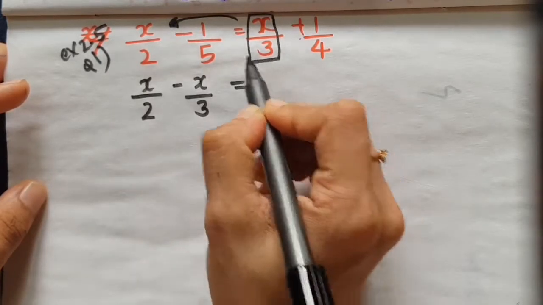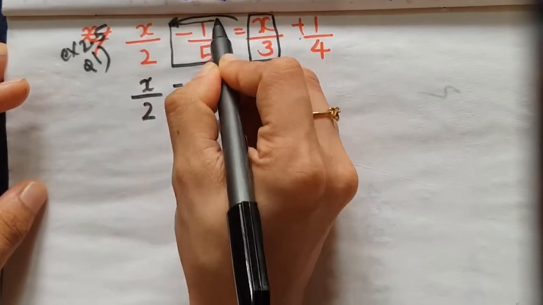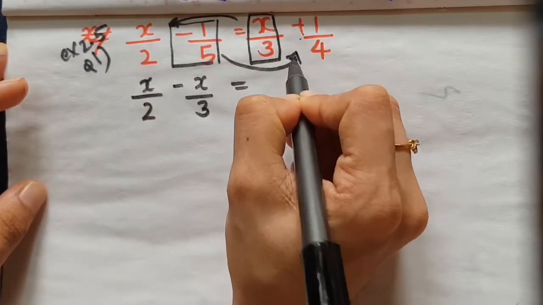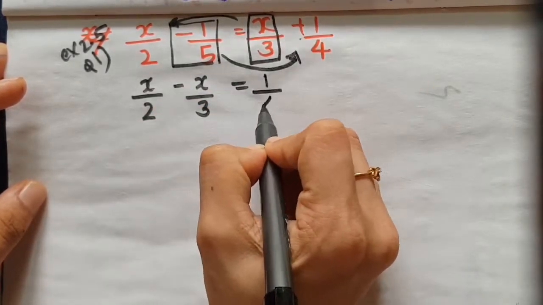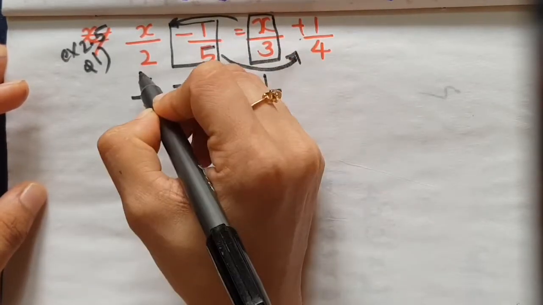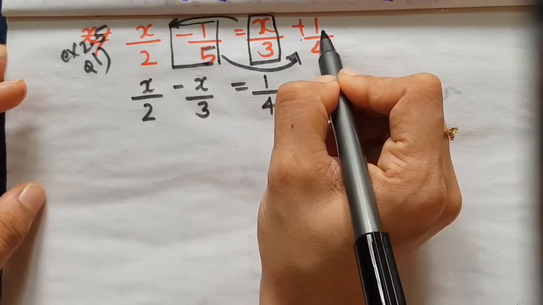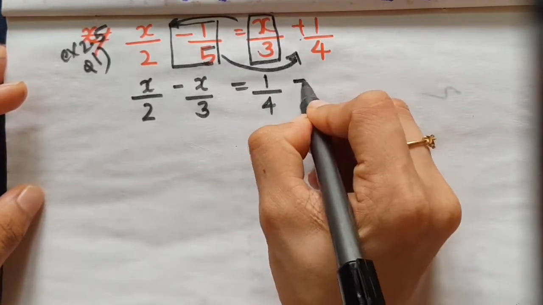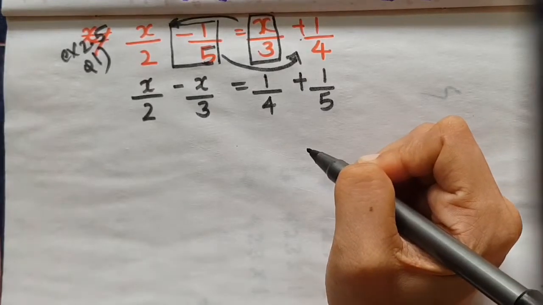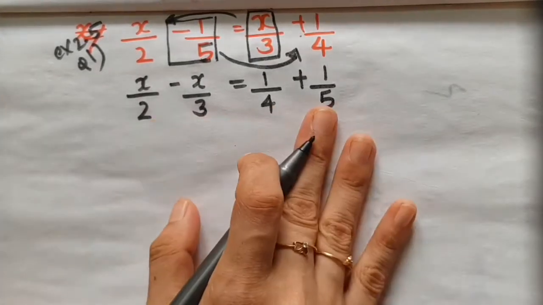Okay, so is equal to, now we have a minus 1 by 5 here. So when you take it to the other side, we have already 1 by 4 over there, so write it down. And then this minus 1 by 5, when it comes from LHS to the RHS, it will become plus 1 by 5.